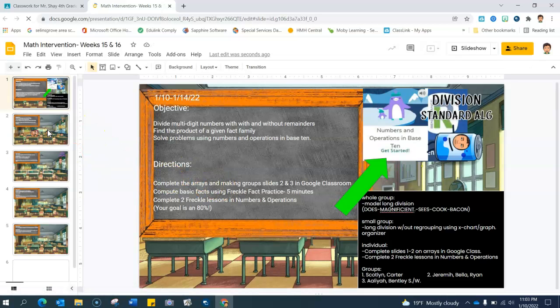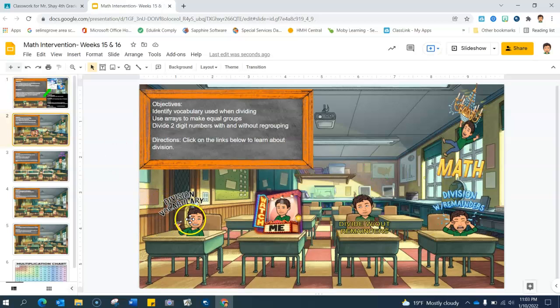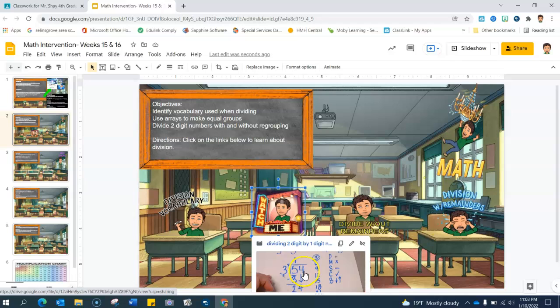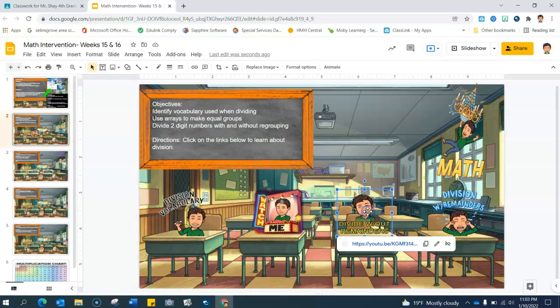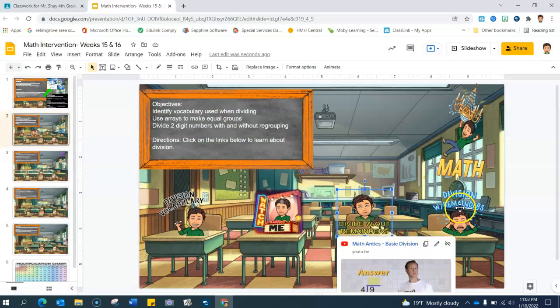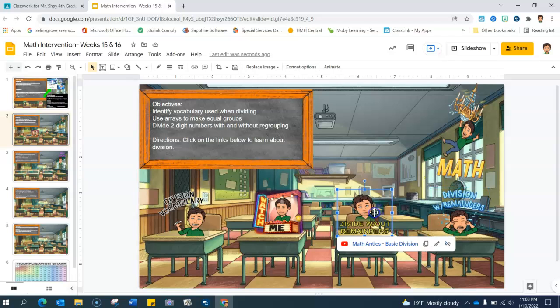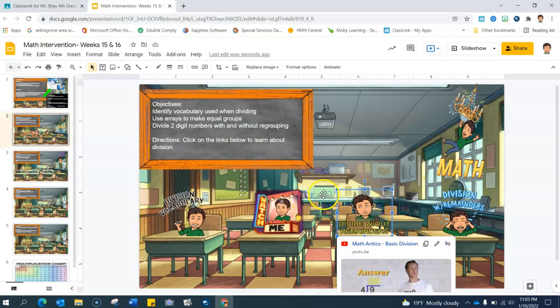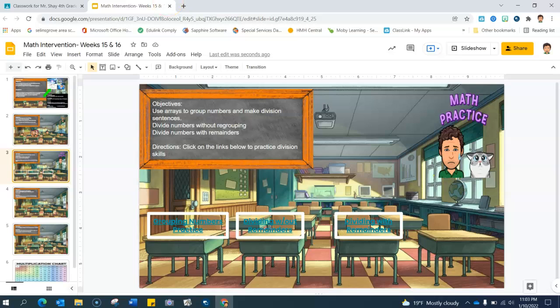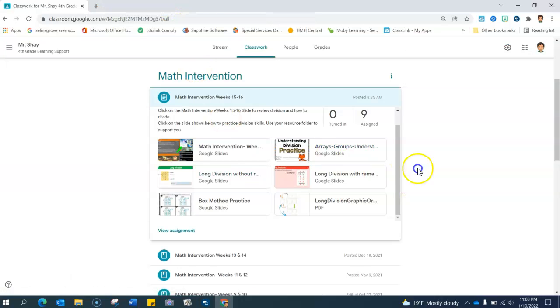So if we go through our slideshow here, you'll notice you can click and watch a video on some of the different vocabulary in division: quotients, divisors, dividends, as well as remainders. Mr. Shea has a video here using our Does Magnificent Cease Cook Bacon checklist when we're doing long division. Mr. Shea also has some videos on dividing with and without remainders, excuse me. So that's what we will be doing during our math intervention.